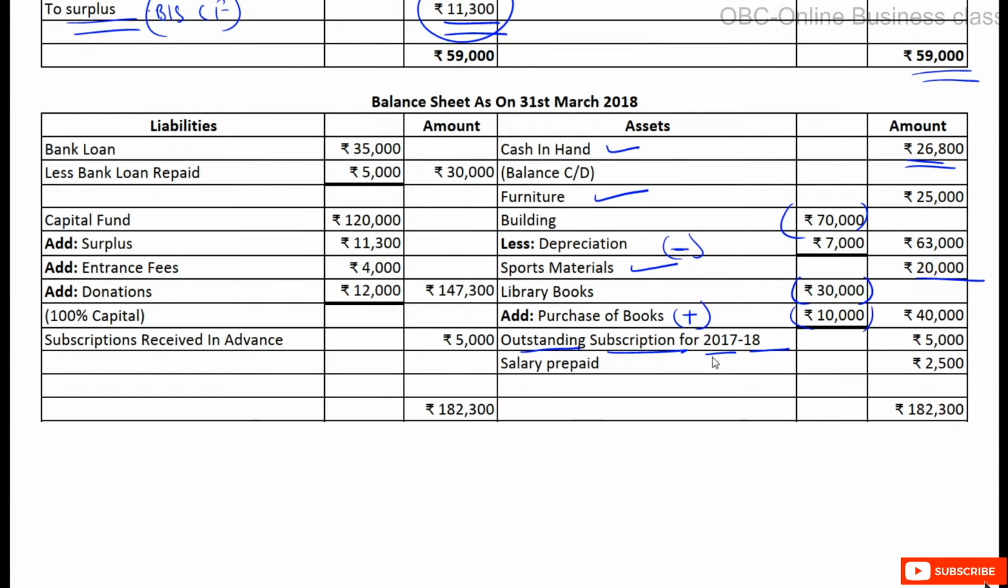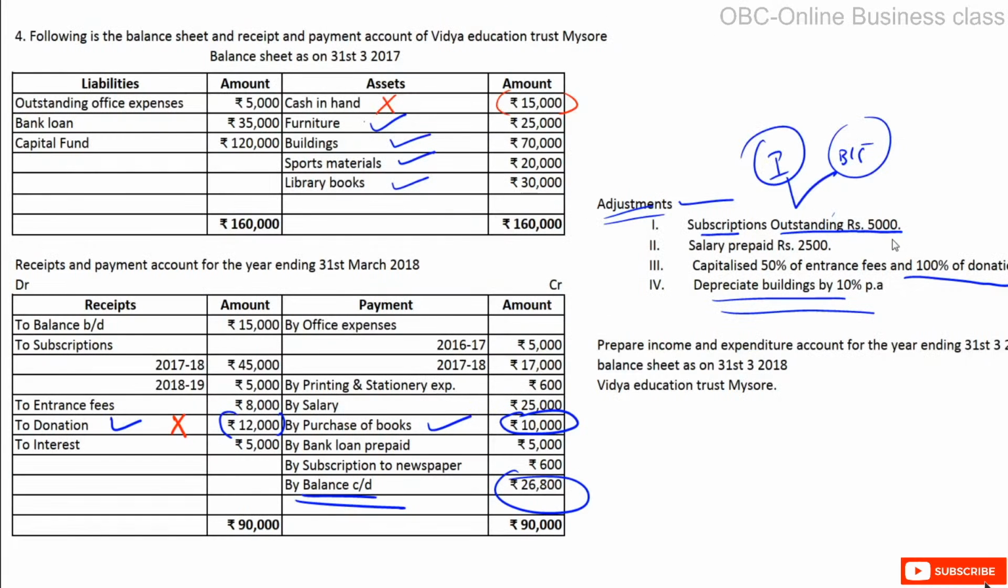Post outstanding subscription of 2017-18, that means 2017-18, 5,000 rupees. Don't confuse this 5,000 and this 5,000. This 5,000 is an advance. Don't write this advance. I'll tell you where you should consider the advance. Right now it's only the adjustment item we are recording. We need to enter the other item.